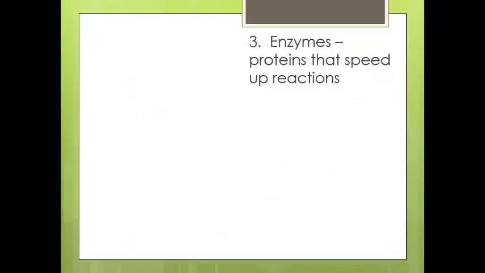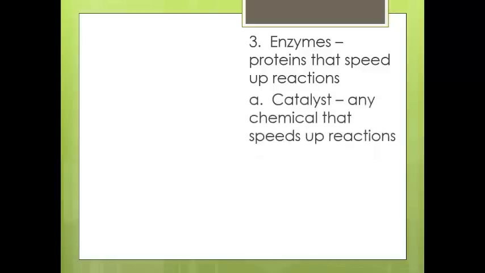Enzymes will be a whole separate video of their own, because enzymes are the biggest example of proteins, and these are the ones that speed up reactions. And that's a really huge one. So enzymes are proteins that speed up reactions, and they are examples of catalysts. A catalyst is any chemical that speeds up a reaction. So all enzymes are catalysts, but there are several catalyst examples that aren't proteins, that aren't enzymes.